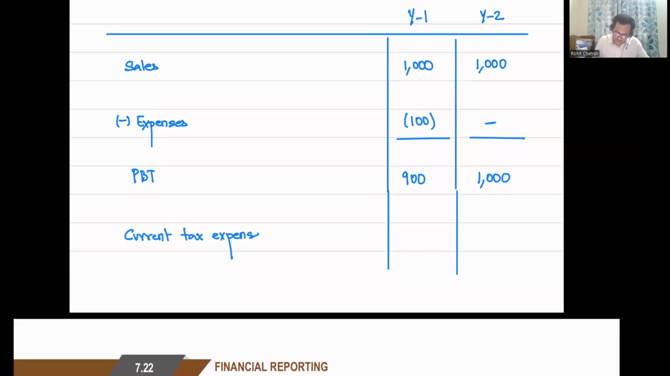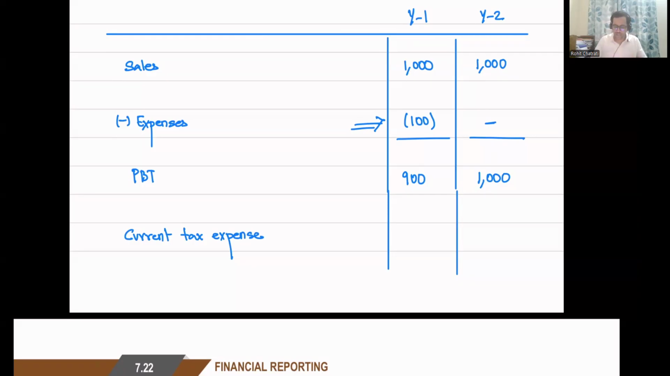now, if you think of it, this 100 rupees of expense is not going to be allowed as a deduction in year one because the question mentioned that 100 rupees will be allowed as a deduction on payment, and payment has happened in year two. In year one, although in books of accounts I have accrued for 100 rupees of expenses, the payment has happened only in year two, and therefore, for tax purposes, deduction will be available only in year two.